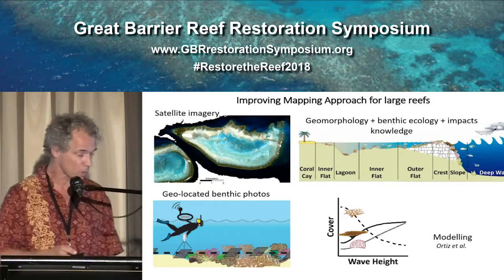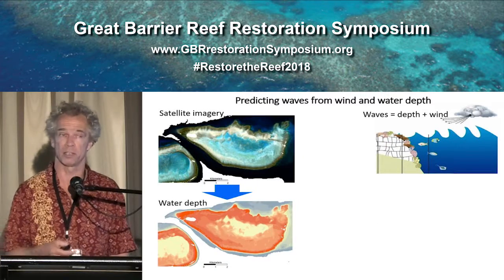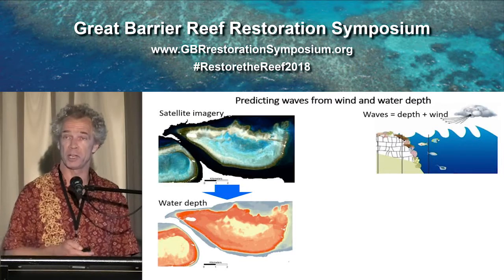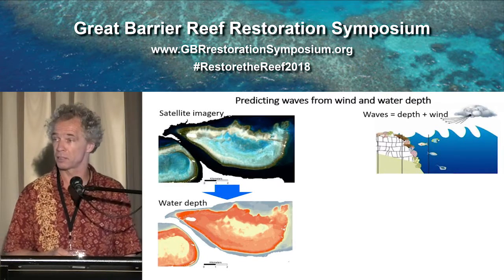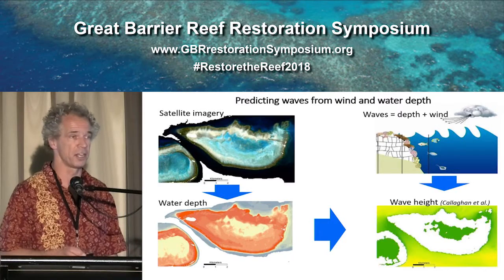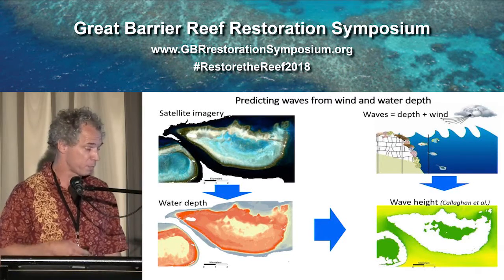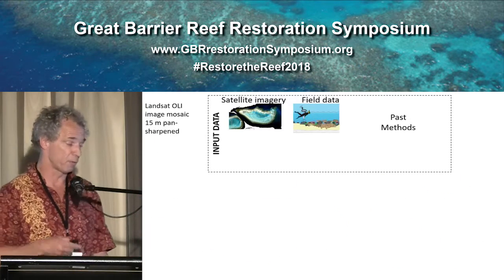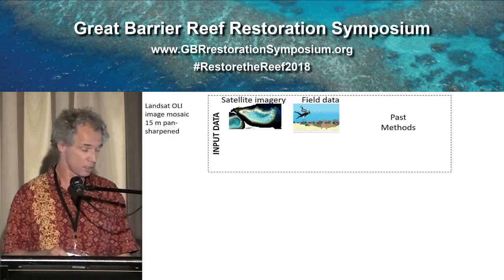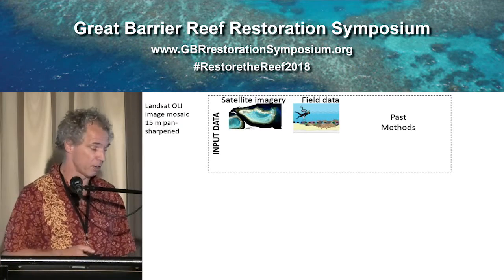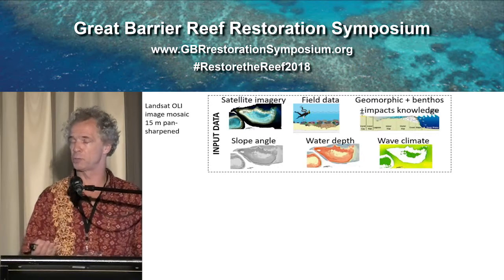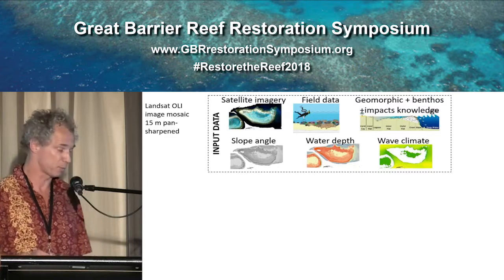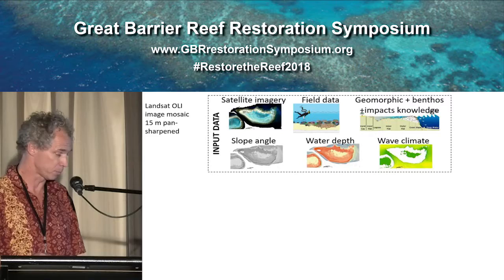With satellite imagery, you can now get reliable water depth data, and using the water depth and wind data, we can predict wave heights. Wave heights help us get an idea of coral types. Previously we focused on satellite data and field data only to map reefs. We now say, okay, let's put physical attributes in there as well, to help us understand how to map coral reefs, and to map them, not only one, but heaps of them.